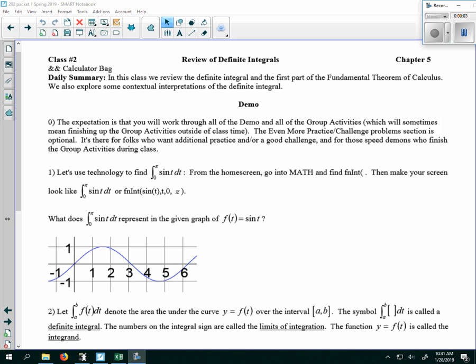Okay, so in this class, we're going to review the definite integral and the first part of the fundamental theorem of calculus, and we're going to explore some contextual interpretations of the definite integral.